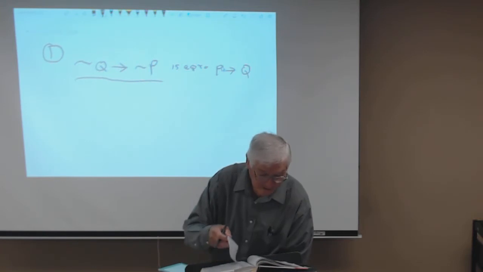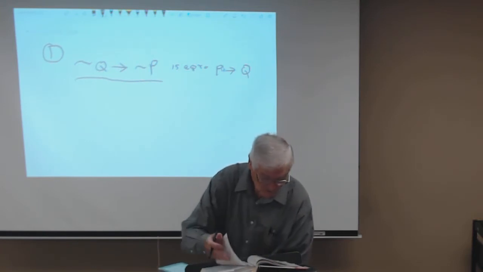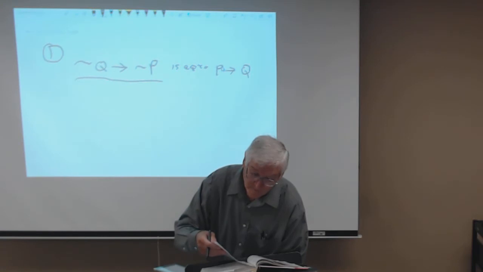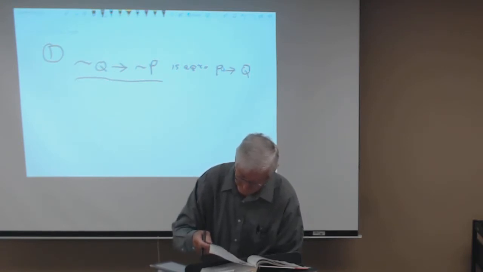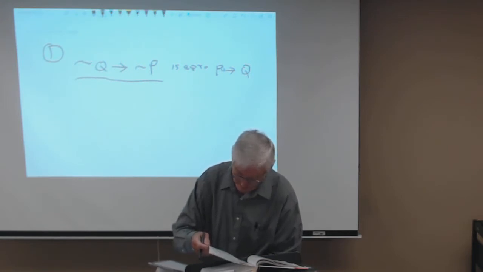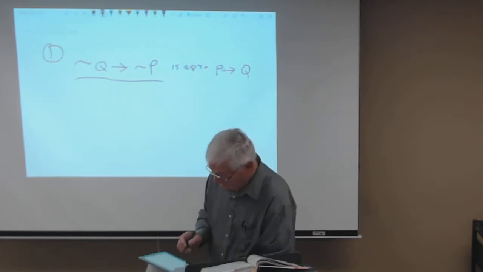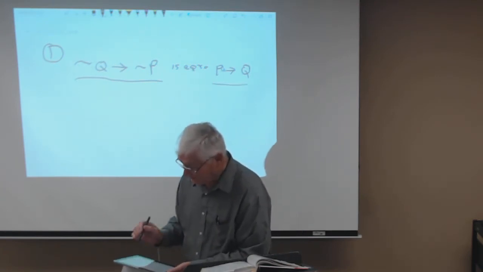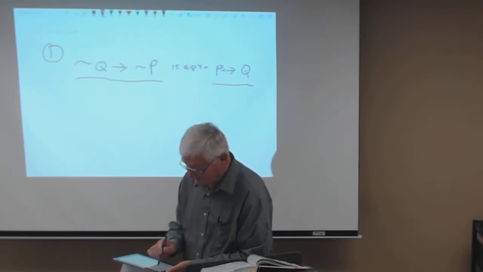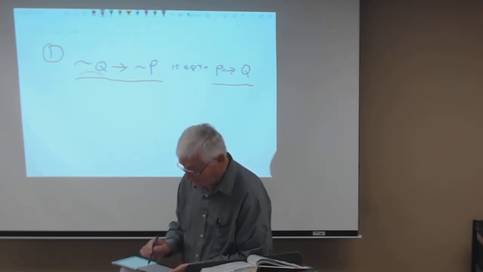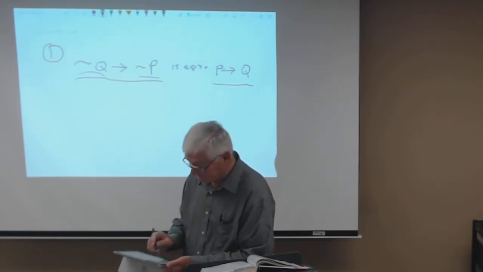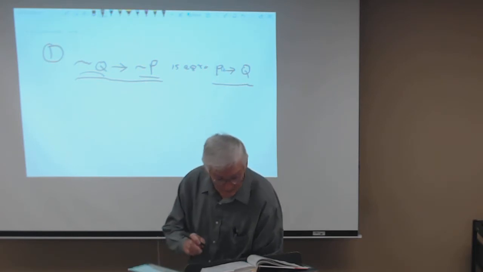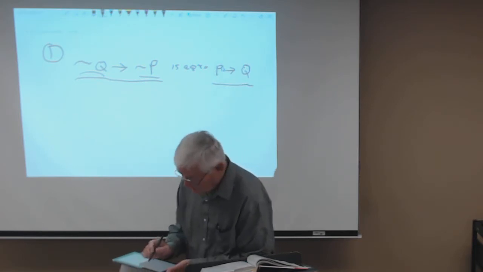Look back at page 129, bottom of the page. This is if P, then Q. This is if not Q, then not P. Everybody follow how to read that? Now, what do they want me to do? Show.